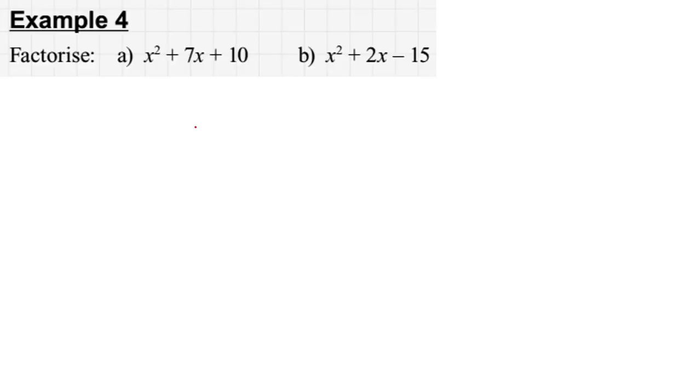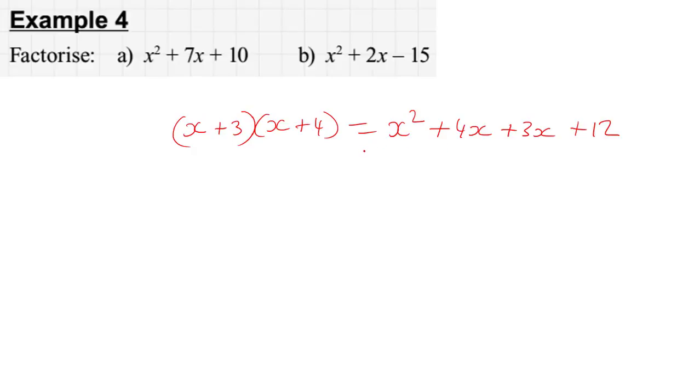So we say that if you have x plus 3 and x plus 4, and you expand them, you're going to have x times x, which is x squared. Then you do x times 4, which is 4x, and it's plus. Once you've done the x, now you do the 3. So 3 times x becomes 3x. Then 3 times 4 becomes 12. Now once you've done that, you're going to simplify.